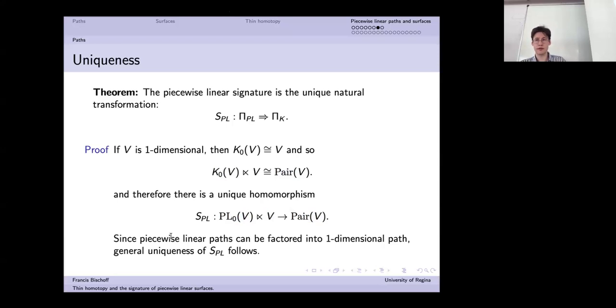Why is K0V isomorphic to V? Because if it's an abelian Lie algebra, then the bracket of any two elements is 0. If it's one-dimensional, then it's abelian, so the bracket is 0. So when you take elements of V and take their brackets, you don't generate anything new, you just get V. So every element is an exponential of just something in V.